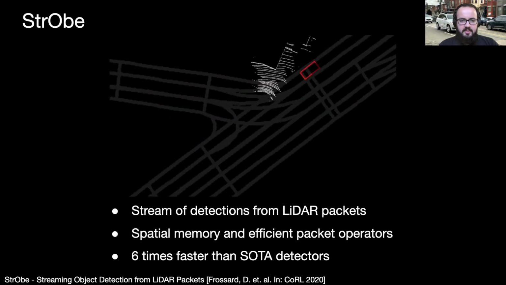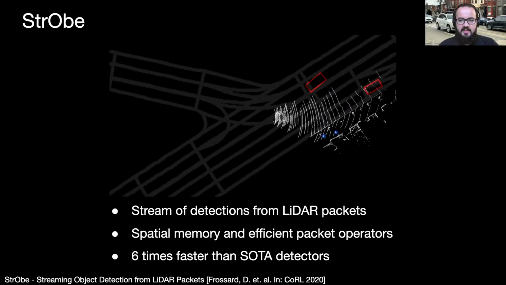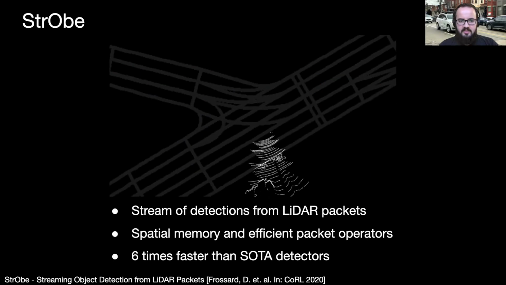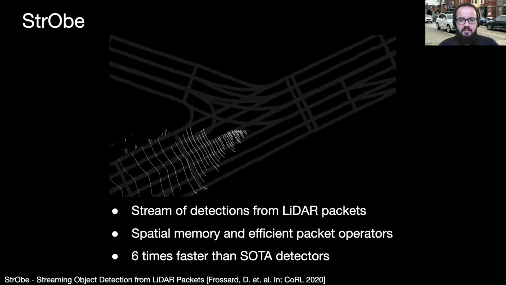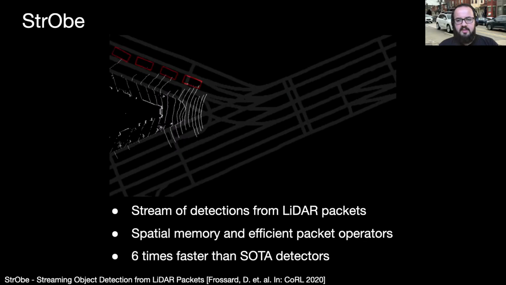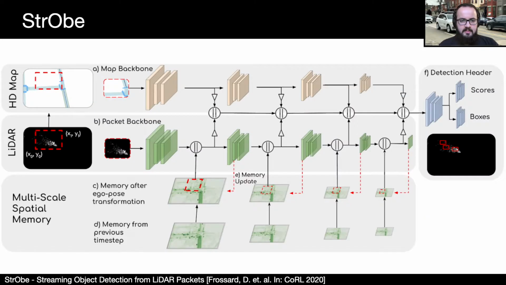In this paper, we propose StrObe, a novel approach that minimizes latency by ingesting LiDAR packets and emitting a stream of detections. By leveraging a spatial memory and efficient operators, our model produces accurate detections while achieving latencies 6 times lower than fast full sweep detectors. This is the overview of our architecture.